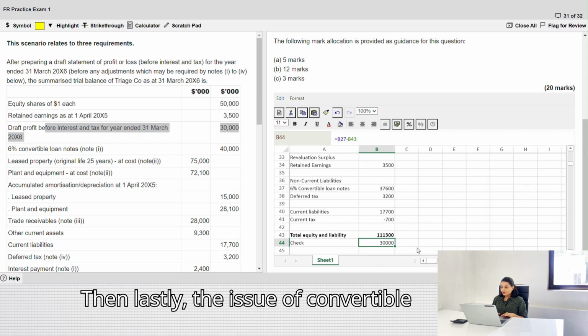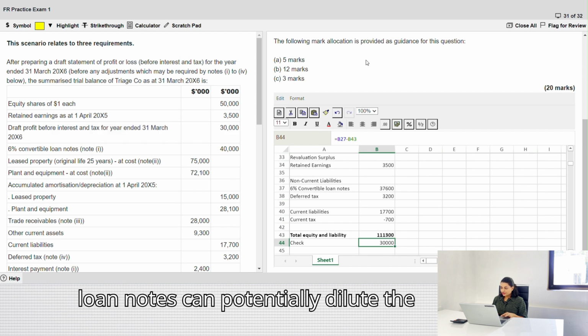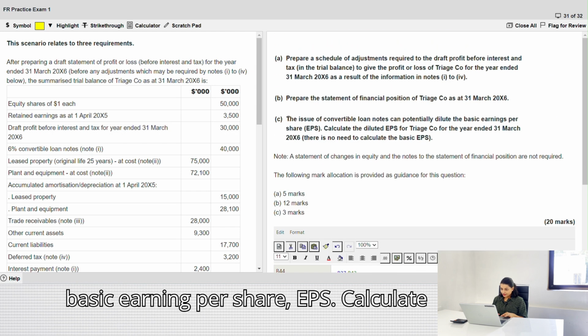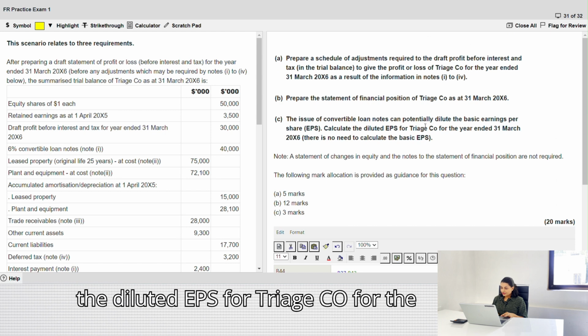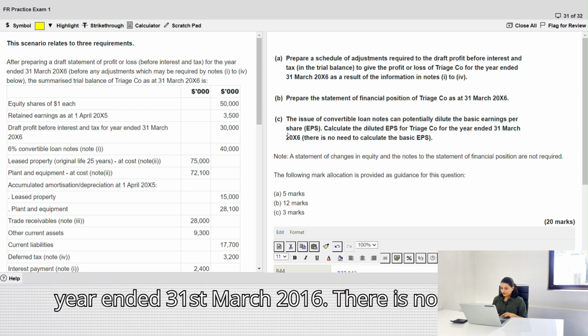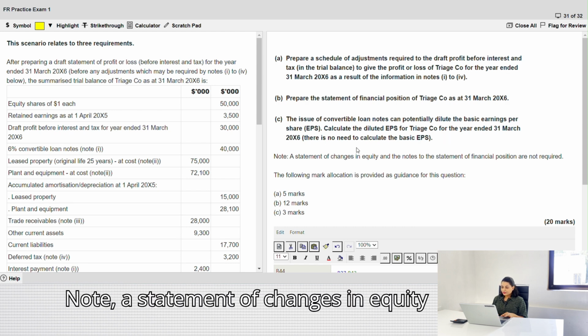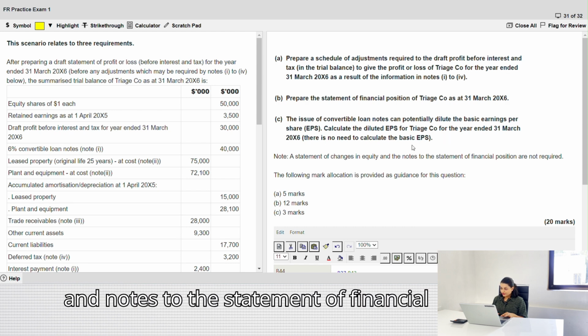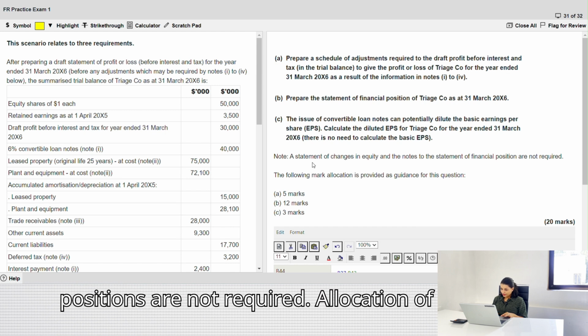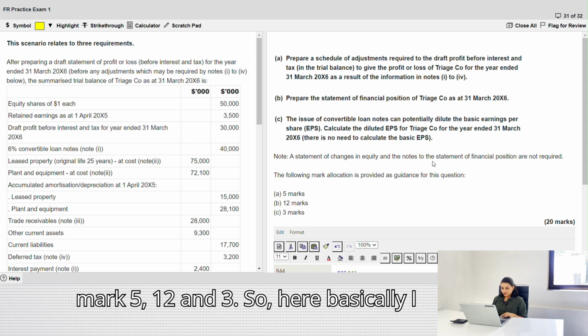Then lastly, the issue of convertible loan notes can potentially dilute the basic earnings per share, EPS. Calculate the diluted EPS for Triage Co for the year ended 31st March 2016. There is no need to calculate the basic EPS. Note, a statement of changes in equity and notes to the statement of financial position are not required. Allocation of marks: 5, 12 and 3.